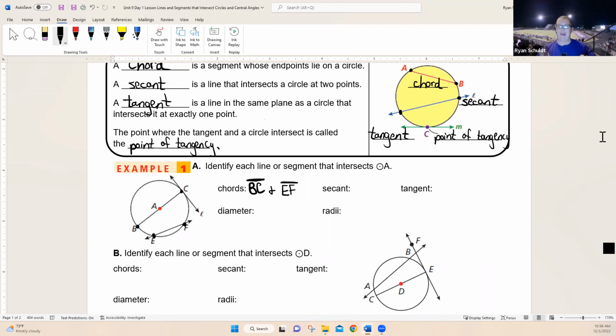If you just told me EF, I'm going to say, well, EF could be a line. It could be a segment. What are you talking about, EF? Segment EF, good. EF, not good. Now, line EF would be considered a secant. It goes into the circle at E, and then goes out of the circle at F. That's a secant.